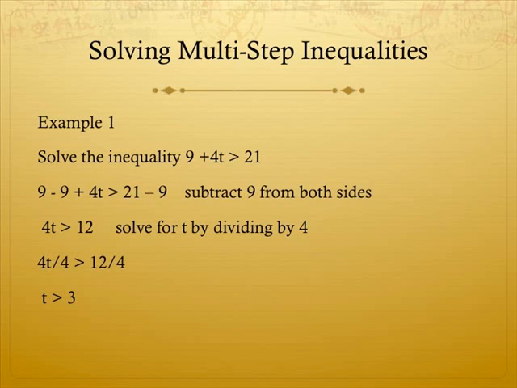Example 1. Solve the inequality 9 plus 4t is greater than 21. So we can see that this is a multi-step inequality. The first thing we will have to do is subtract 9 from both sides. So we have 9 minus 9 plus 4t is greater than 21 minus 9. And therefore subtracting 9 from both sides gives us 4t is greater than 12. Now we want to solve for t, so to do that we divide by 4. Therefore we have t is greater than 3.